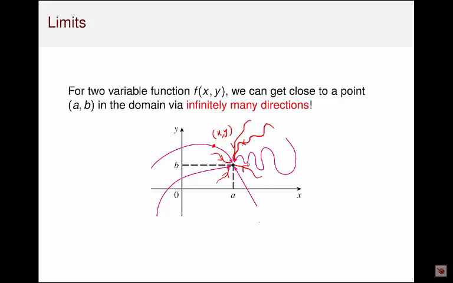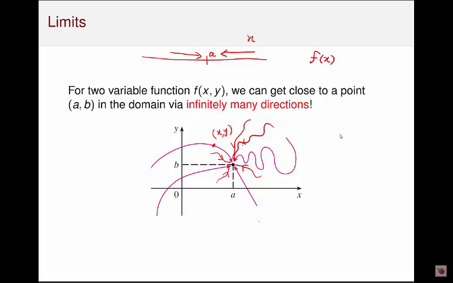Now, this is different from the case when we consider a single variable function f of x, where the point a is a point on the real line and a general point x can approach a particular fixed point only in two different directions, either from the right or from the left. So this is the case when we consider the limit of a single variable function f of x.